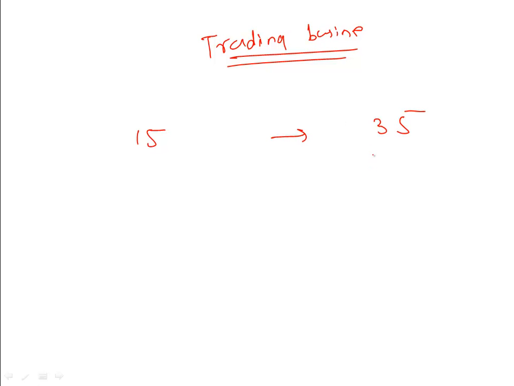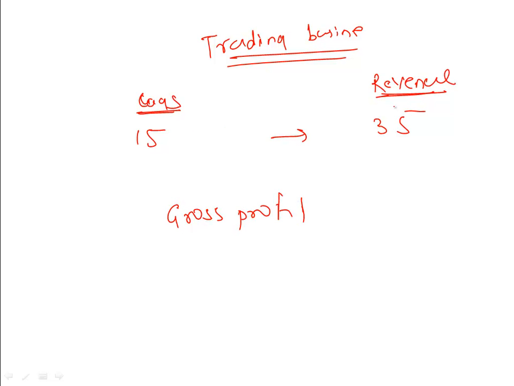So what is COGS made of? Let's say you're into a trading business. Trading means buying and selling. So you're not manufacturing anything. So let's say you buy something for 15 rupees and you sold it for 35. Then you would say your revenue is 35 and then COGS, cost of goods sold, is 15. So 35 minus 15, your gross profit. Okay. When you deduct the COGS from revenue, you get your gross profit. Your gross profit is 20.